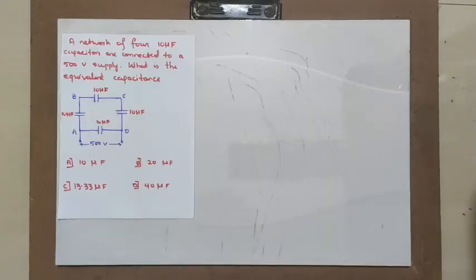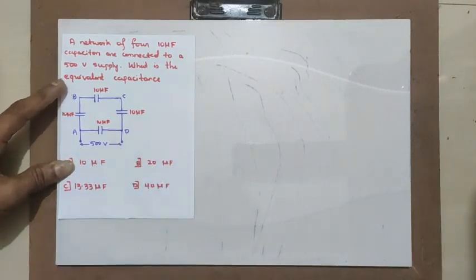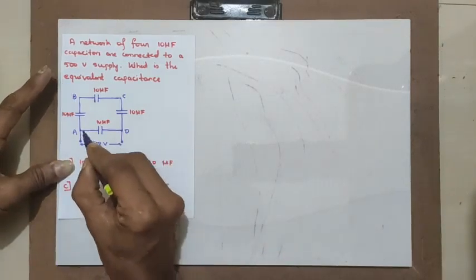Let us see this example. A network of four 10 microfarad capacitors is connected to a 500 volt supply. What is the equivalent capacitance? Here, please note that voltage is applied across A and D.